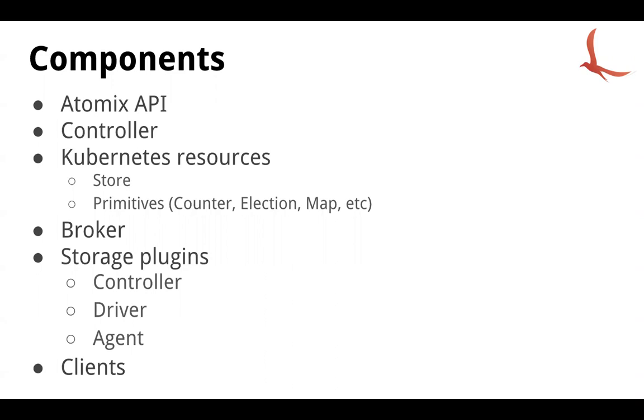Storage plugins: each storage plugin provides a controller and a driver. Inside of a driver is an agent. So basically, there will be one driver for a specific type of storage, and then for each store using that type of storage, the Atomix controller will create an agent, which is basically just talking to a specific store of that type. In practice, none of that will be seen by the application. Correct. That's inside, yeah.